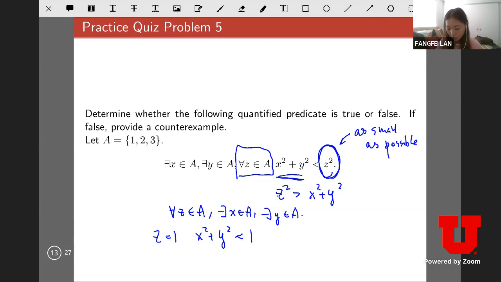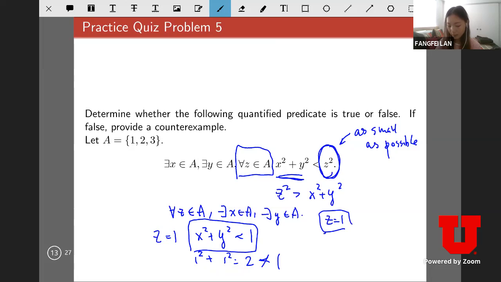In order for this statement to be true, we have to have some x and y both in A that make this statement true. Is that possible? Let's make them as small as possible. x is 1, y is 1. These are the smallest possible numbers. 1 squared plus 1 squared is still 2. That is definitely not less than 1. And that is the counterexample that we need: z equal to 1.